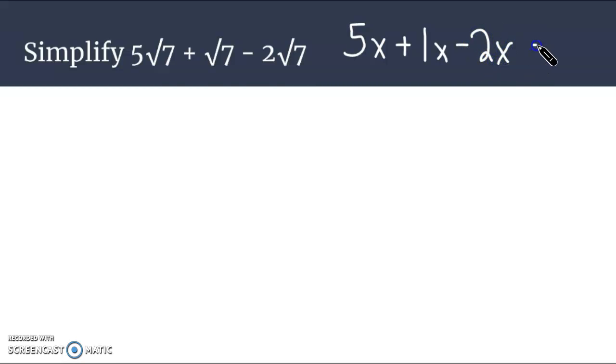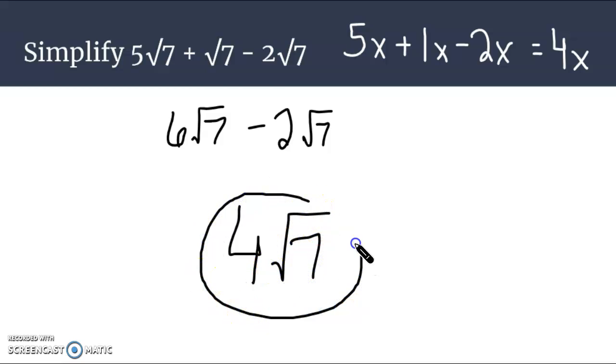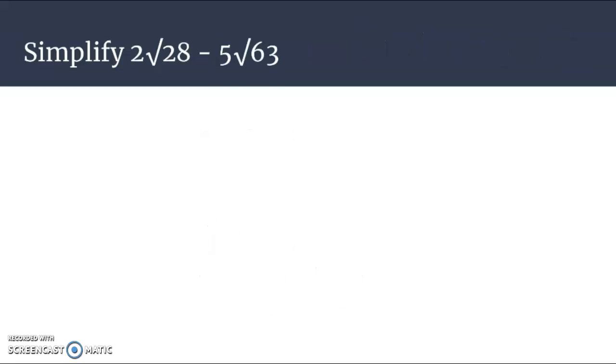We would just combine like terms, and 5 plus 1 is 6, 6 minus 2 is 4. But instead of x, we have square root of 7. So this is going to be the same thing as 6 square root of 7 minus 2 square root of 7. 6 minus 2 is the 4. When adding or subtracting, make sure the radical sign is the same. If it's the same number, it's okay to add and subtract. Works similar to like terms, as we say.